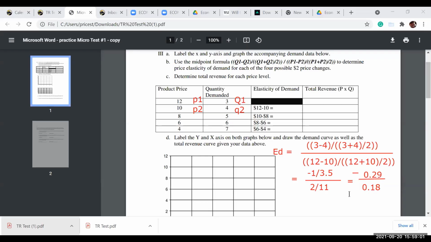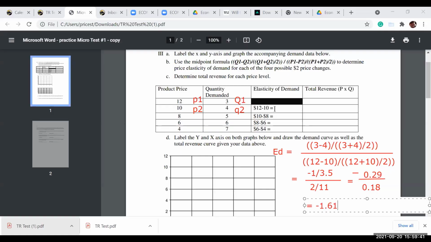Now, finally, divide the numerator by the denominator. And you get what? What do you get here? Tell me in the chat box, what answers are you getting for the elasticity of demand? 0.29 divided by 0.18. Very good. Negative 1.61. What does that tell us about this product?